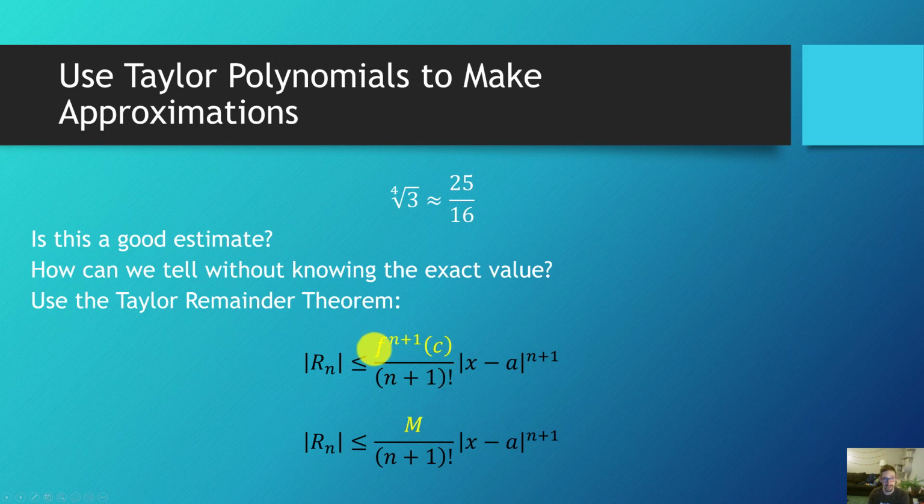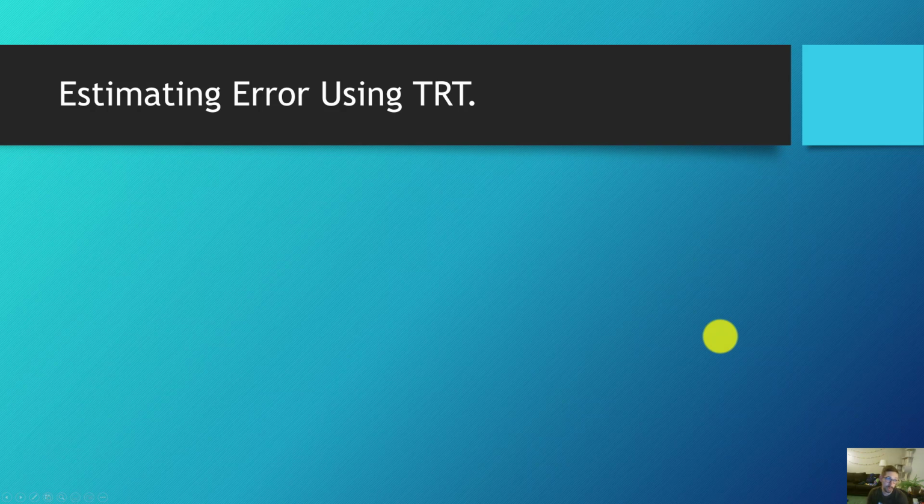So that means we're going to look at that derivative, the n plus first derivative, and then maximize it over some interval. And this is what we're going to state, that M is greater than or equal to f^(n+1)(c), the n plus first derivative of c over the entire interval. All right, let's do it.